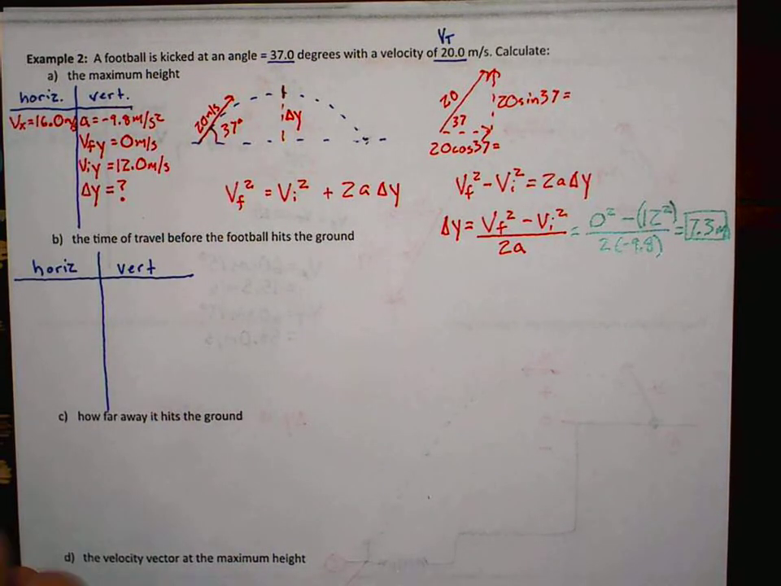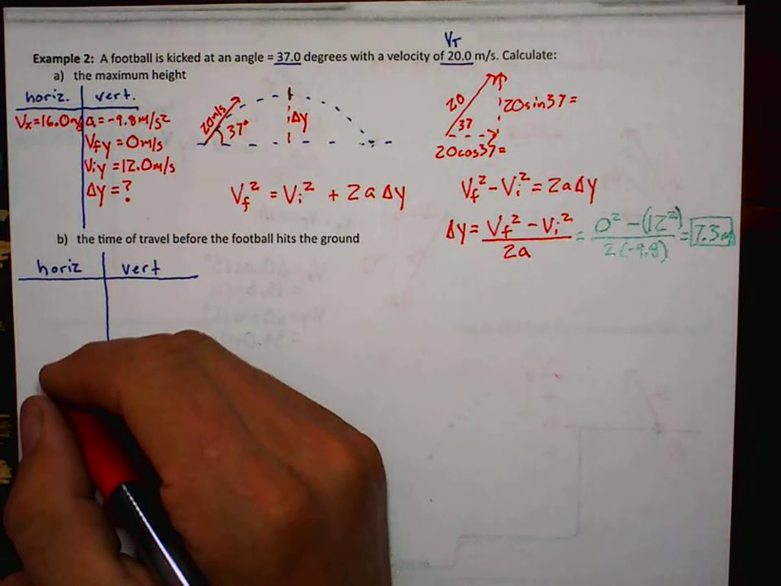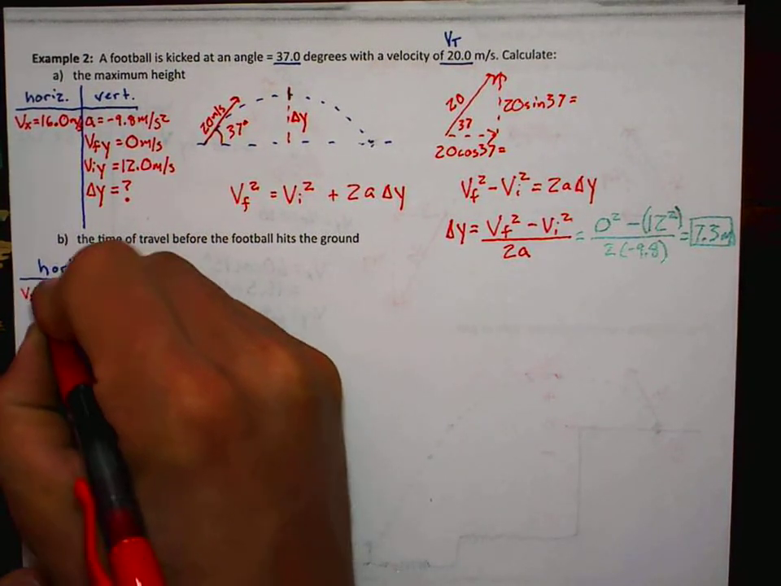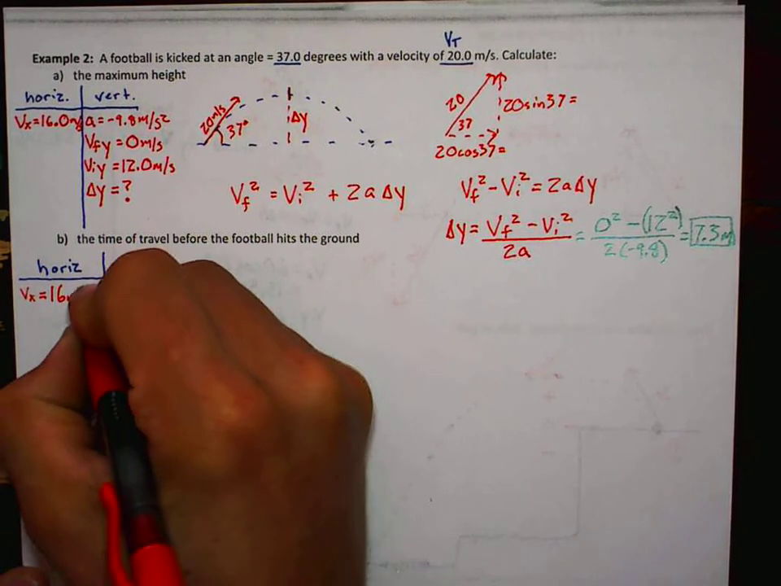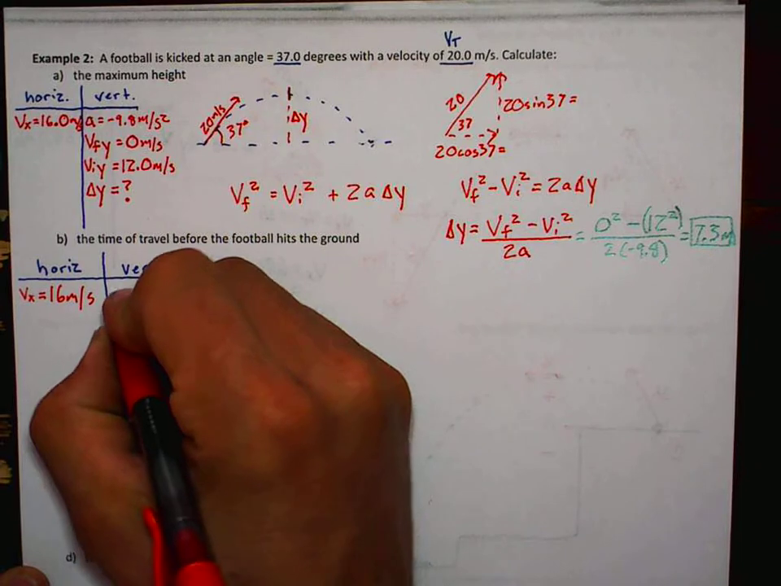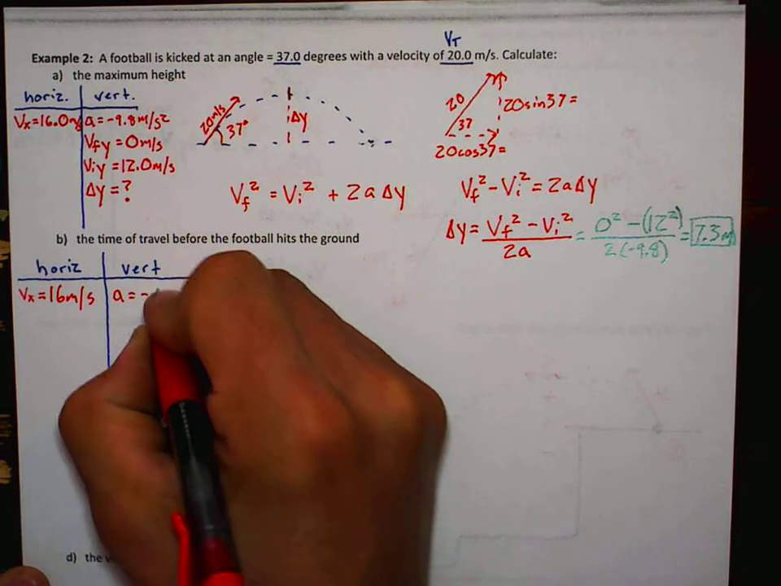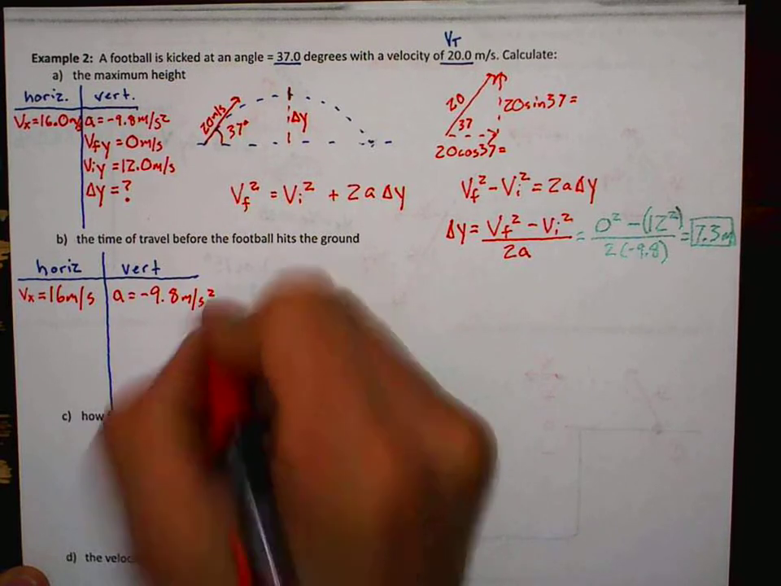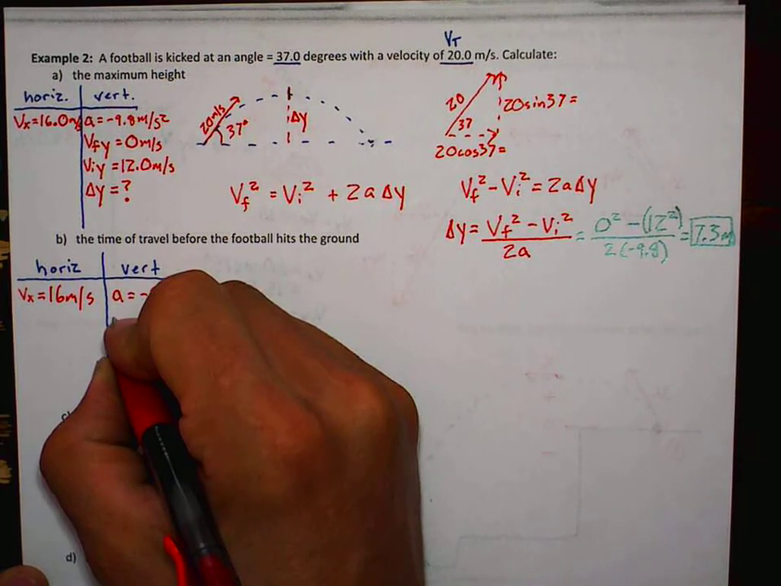Vx is still 16. The launch velocity is still 12. Well, let's do acceleration first. Acceleration's negative 9.8. Okay, the launch velocity is still 12.